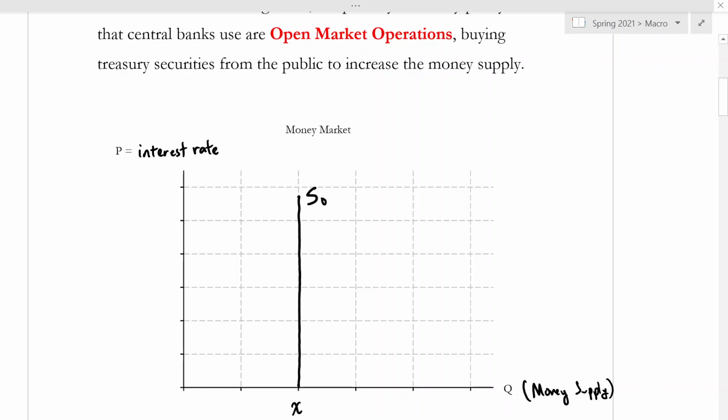That's going to be S0. Let's pass the money demand curve through there so that the equilibrium interest rate, which I'm just going to call R, let's call this 1, 2, 3, R star 0 is equal to 3. Okay, then we'll call this Q star 0.